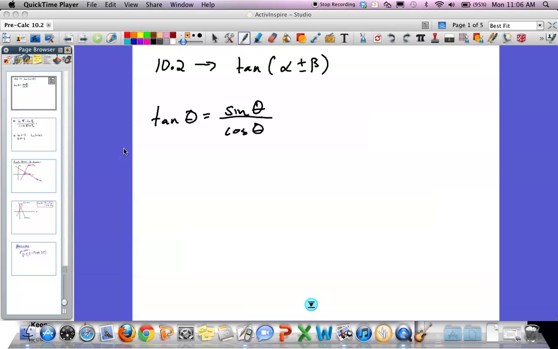All right, let's jump in here and talk about the tangent of alpha plus or minus an angle. Quick review though, a little aside, quick review.